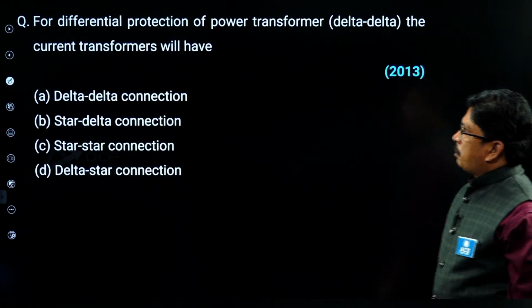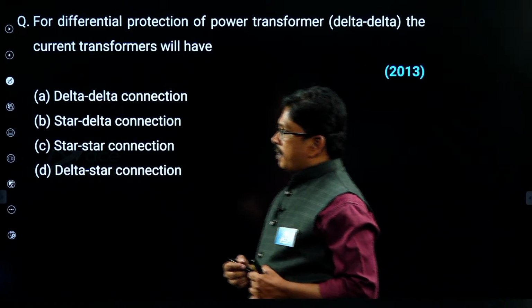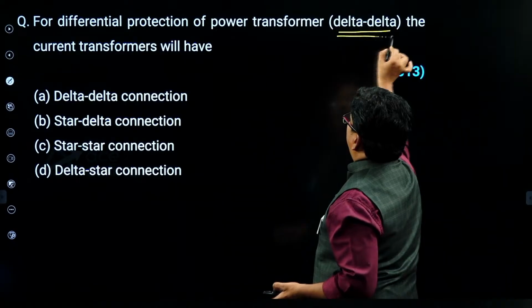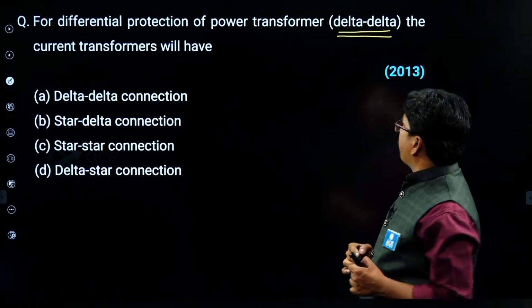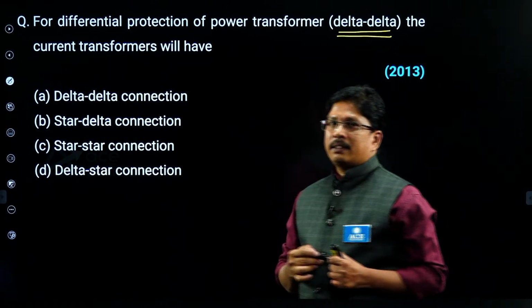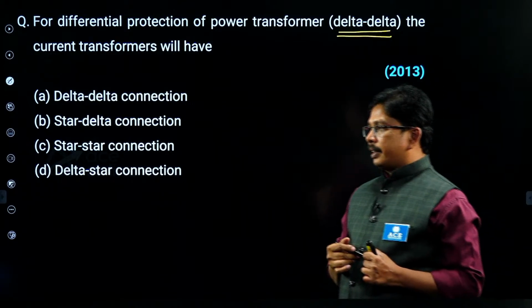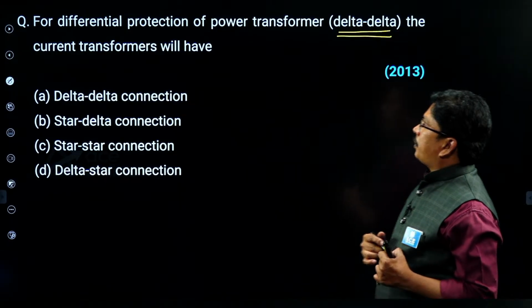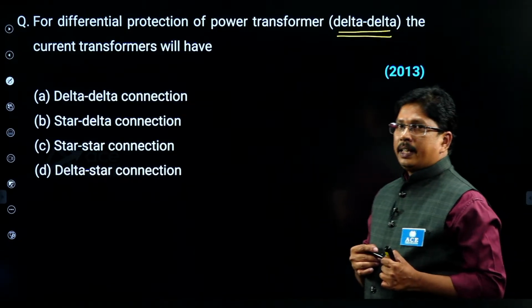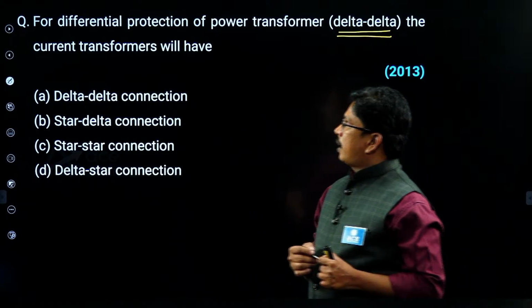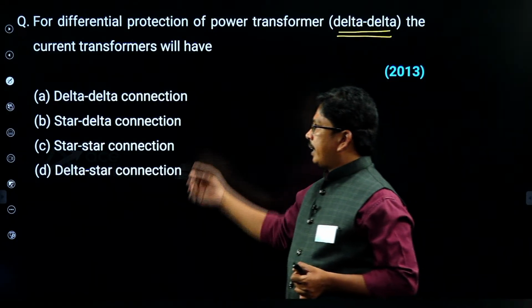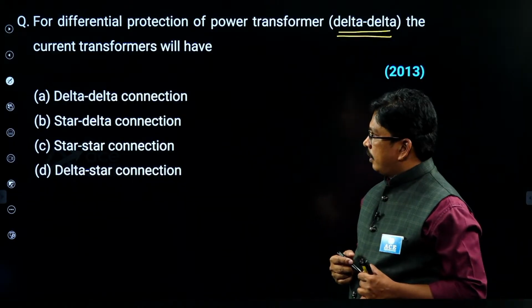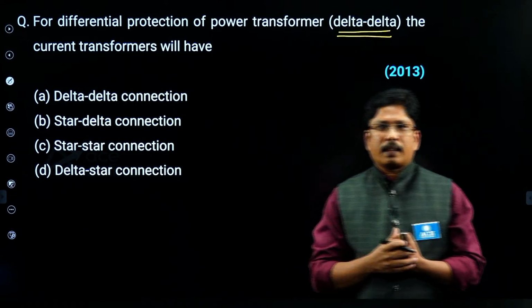Right. So one more question. For differential protection of power transformers, the transformer connection is delta delta. The current transformers will be: delta delta, star delta, star star, or delta star. What will be the answer?